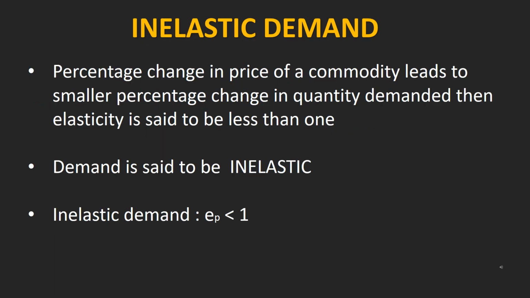Second one, inelastic demand. The percentage change in price of a commodity leads to a smaller percentage change in quantity demanded. Then it is inelastic demand. The quantity demanded changes by less than the percentage change in price. That's why it is inelastic demand. So inelastic demand is less than 1, that is, EP is less than 1.